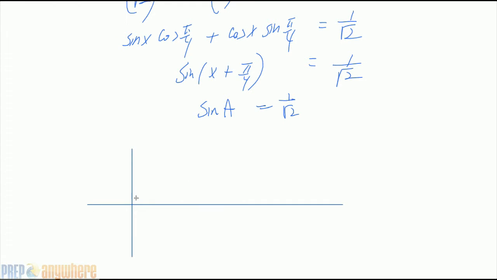Okay, so let's just draw the sine curve. Roughly, it doesn't have to be perfect. So again, I'll just draw up to 2 pi plus pi over 4. And where does this equal to 1 over root 2? 1 over root 2 is about here. Okay, 1 over root 2 is a little bit below half.